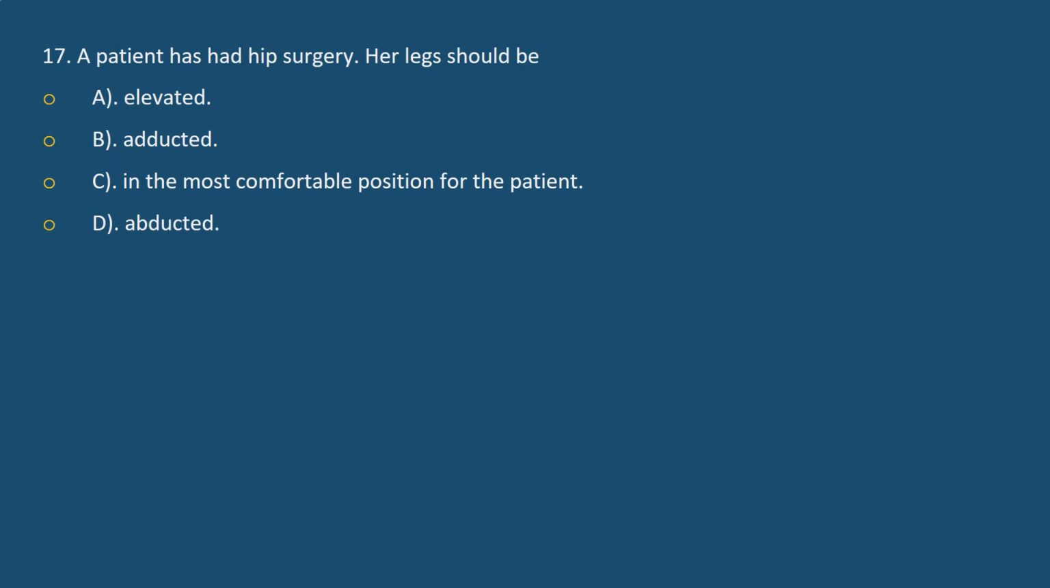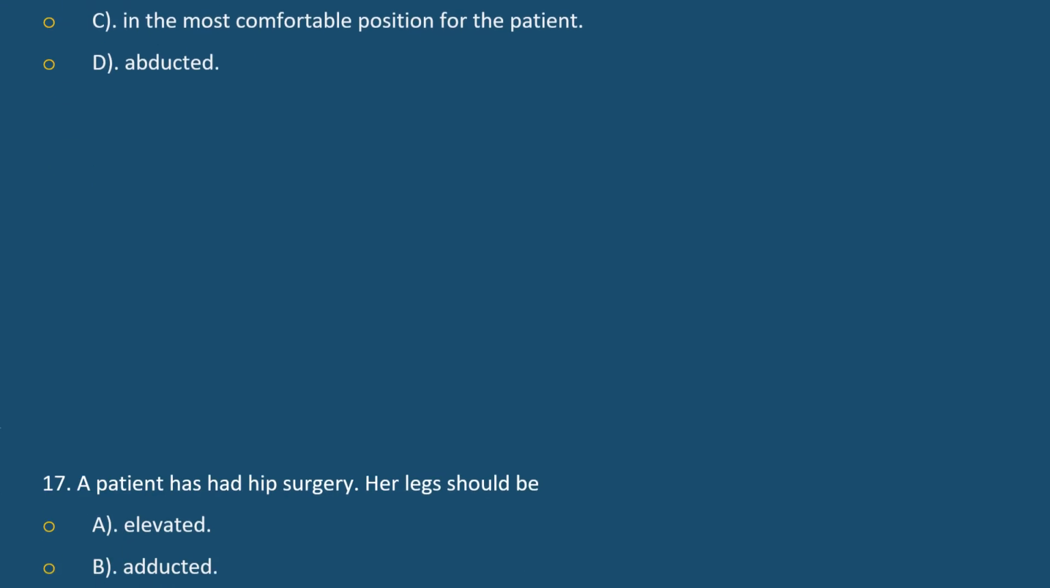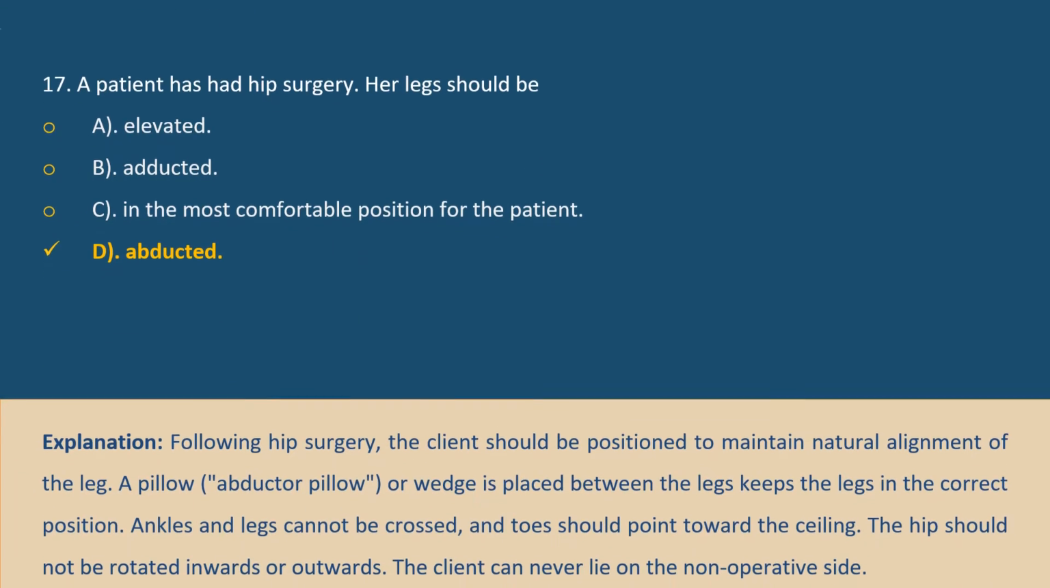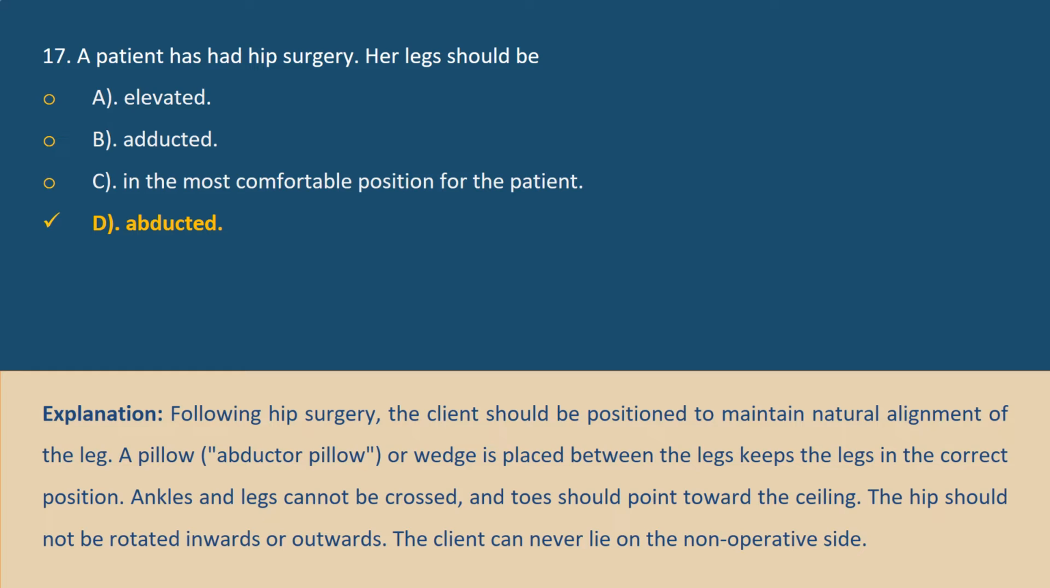Question 17. A patient has had hip surgery. Her legs should be A. Elevated, B. Adducted, C. In the most comfortable position for the patient, D. Abducted. Answer D. Abducted. Explanation. Following hip surgery, the client should be positioned to maintain natural alignment of the leg.